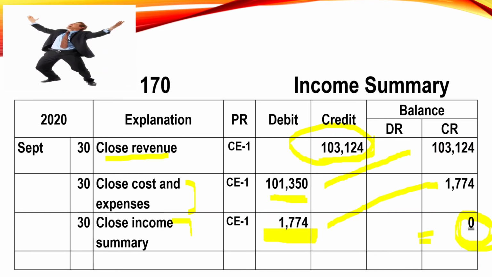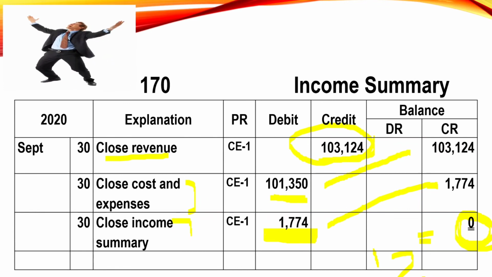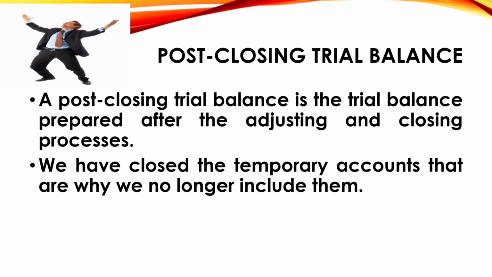If your answer here is 1 or 2 or more or less, sad to say, your overall calculation is wrong. If it does not become 0, I'm sorry, there might be an error. So, right now, let's proceed with the post-closing trial balance. That will be the last process that we will encounter.